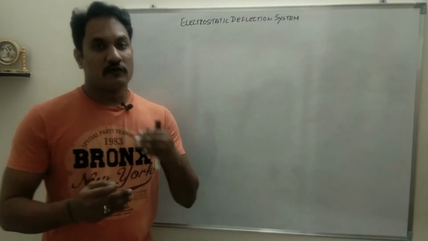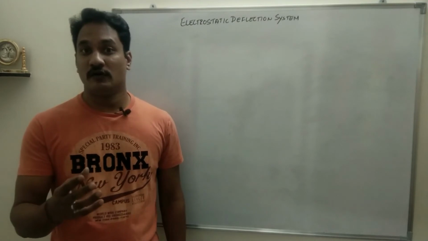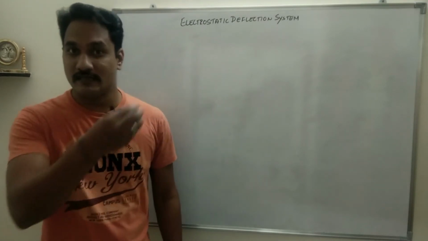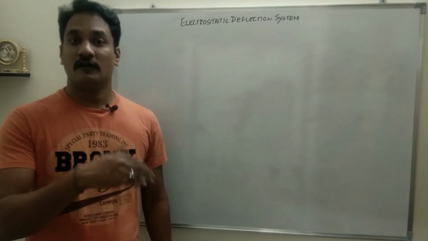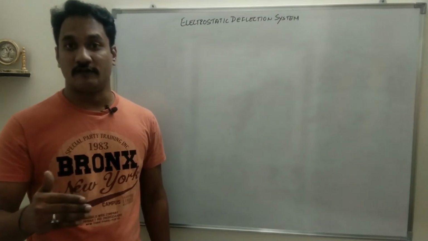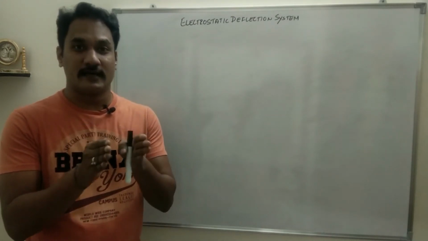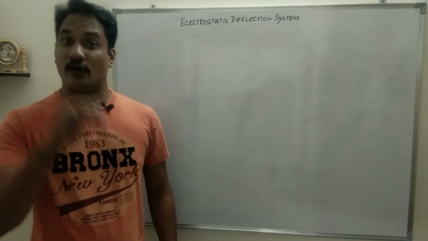Before going to the electrostatic deflection system, I'll just tell you that whenever an input signal is given to the cathode ray tube, of course either it will be given to the vertical deflection plate or to the horizontal deflection plate. Let us try to get it clear to which plate this input signal is always given.